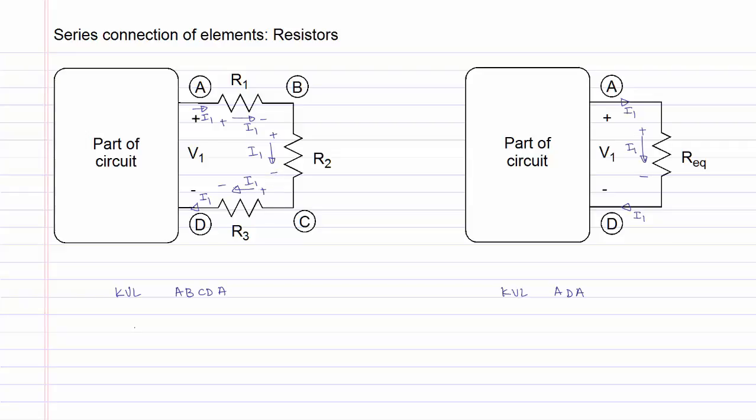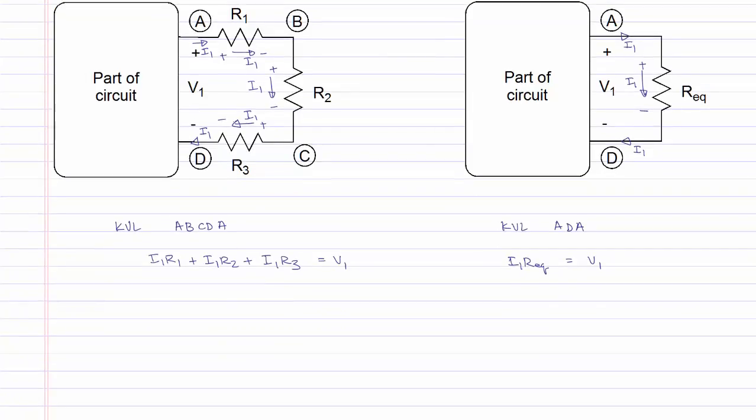On the left-hand side, as we move from node A to B, we have a voltage drop of I1 R1, another voltage drop of I1 R2 as we move from B to C, and another voltage drop I1 R3. And then we have a voltage rise as we move from D to A of V1, which we will write on the right-hand side, and the voltage drops must be equal to the voltage rises. Similarly, on the circuit on the right, we will have a voltage drop of I1 Req, which must be equal to a voltage rise of V1 in the loop ADA.